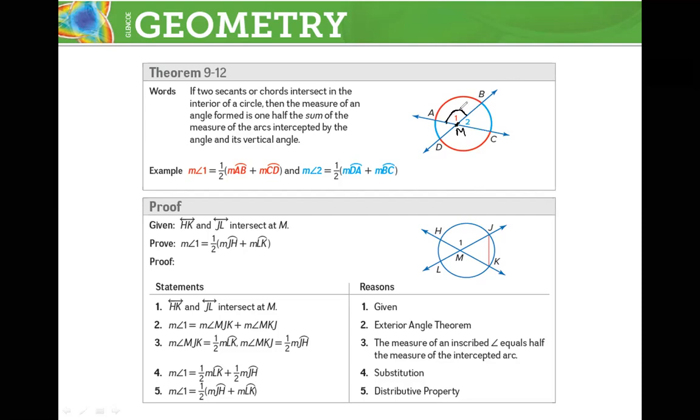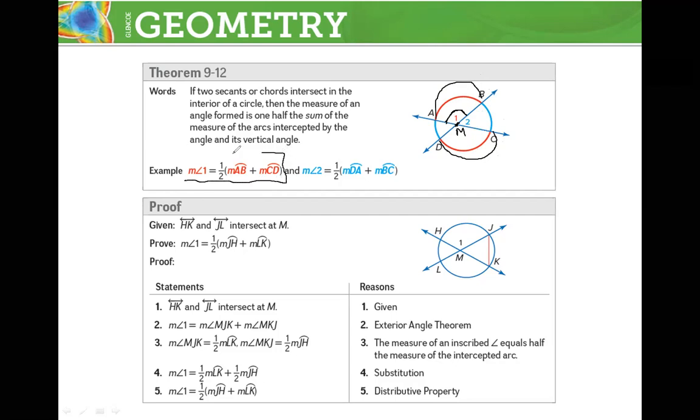So angle 1 is equal to half the two subtended arcs. It means half the measure of the arc AB plus the arc CD. Again, the measure of angle A equals half what? Half the measure of the arc AB plus arc CD. And this is the rule.